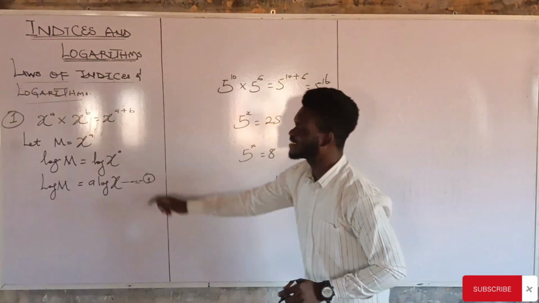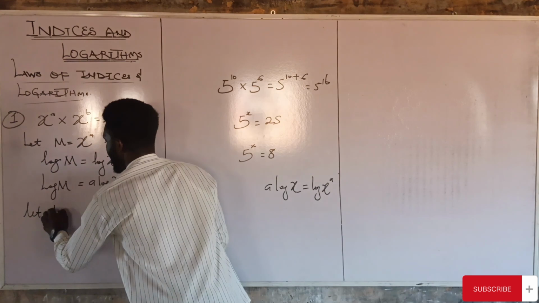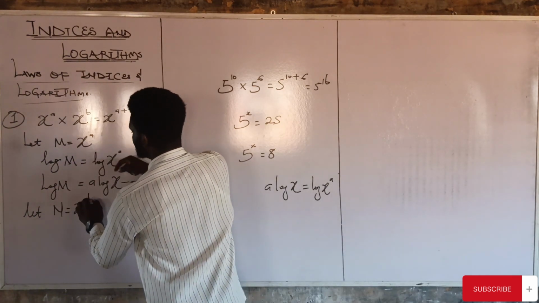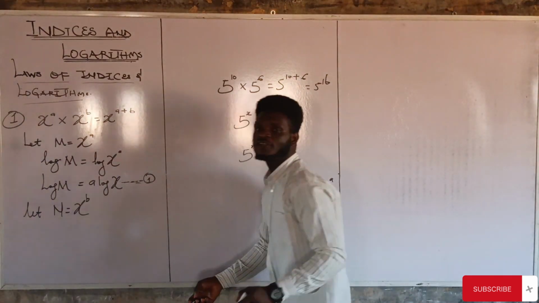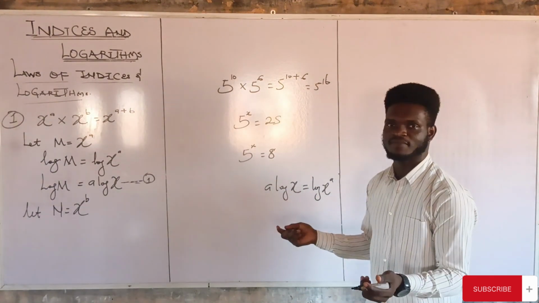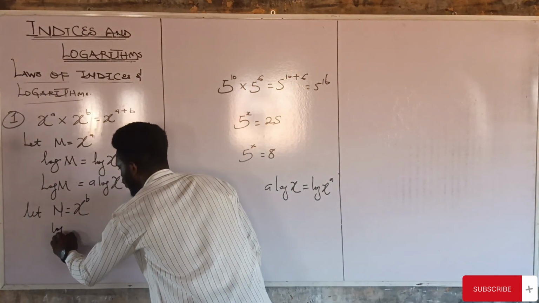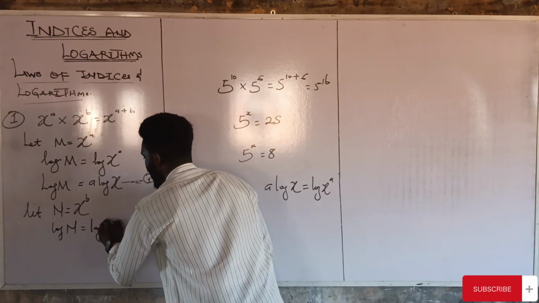Now if you have done that, the same procedure is what we are going to repeat. Let n be equal to x raised to the power of b. Once you've done that, then you do what? You take log of both sides. The same step that I explained. Taking log of both sides, we have log n equals log x raised to the power of b.